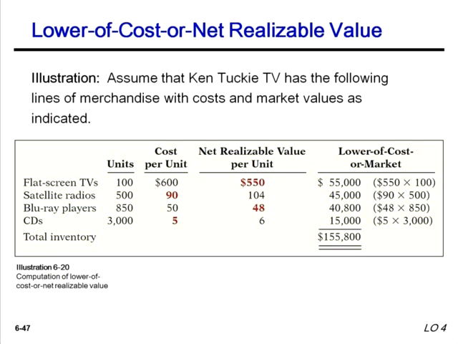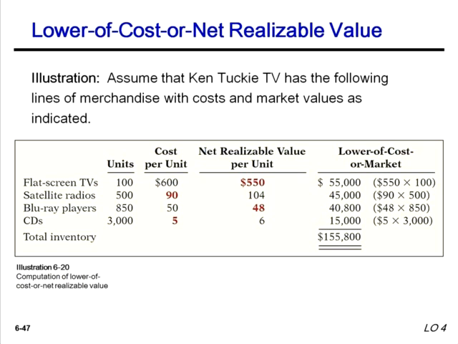Alright, so here's an example. Kentuck TV has the following lines of merchandise: flat screens, satellite radios, Blu-ray players, CDs, etc. We're given the total number of units for each item, cost per unit, and the net realizable value. We have to come up with the lower of market or cost for inventory. So for each item we have to select which is lower, the cost or the net realizable value. So what they did for us, they put the lower cost in red.